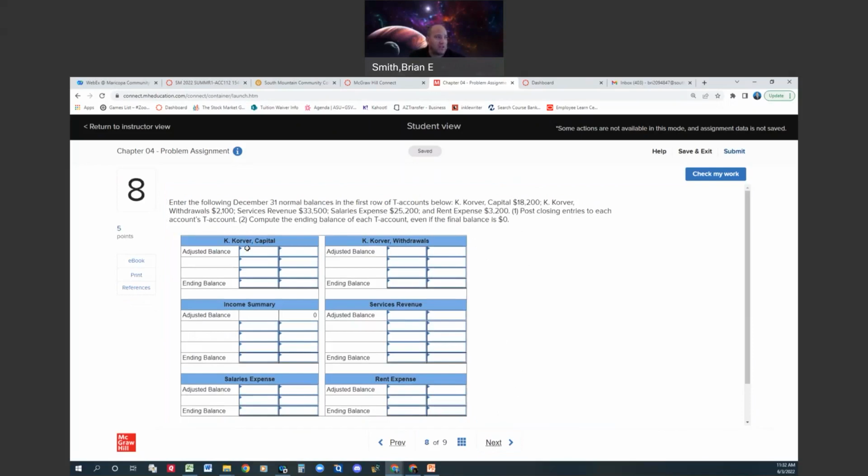Capital account, no, does not need to be zeroed out because that's a permanent account. But withdrawals, revenues, income summary, and all the expenses are our temporary accounts. So we definitely are going to close those out. We want those to be at 0. So let's go here and let's start here.